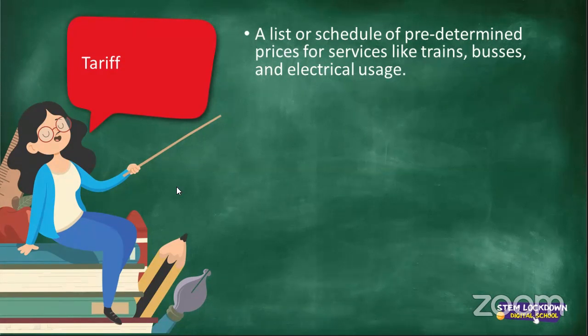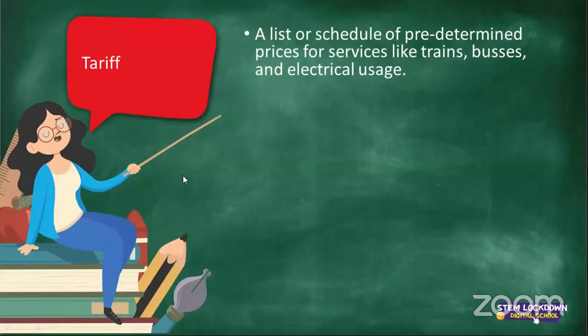Tariffs, you'll see them mainly when you deal with accounts and houses, but there are a lot of examples. A tariff is a list or schedule of predetermined prices for services like trains, buses, and electrical usage. So a common example would be something that should be familiar to people. Different people are familiar with different concepts.